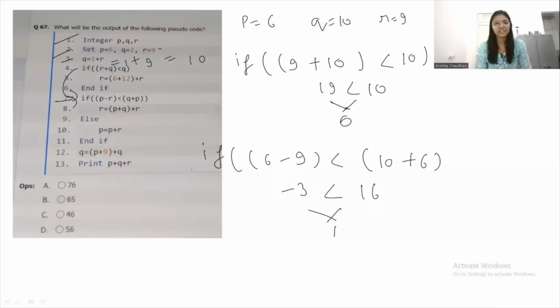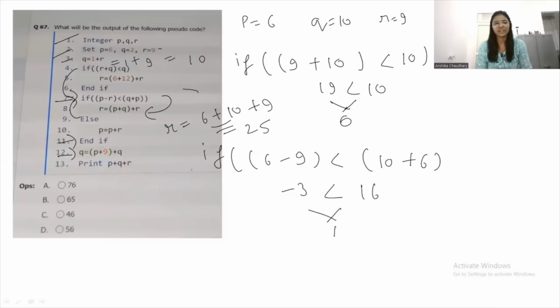So this condition is true and we have to update the value of r from here. So r value will be updated to p plus q plus r. What is the value of p? 6, plus q is 10, plus r, r was 9, right? So 10 and 6 is 16, plus 9 will be 25. So from here, r value will become 25. And we will not go into the else part, as we are done with the if. Then we will come out of the if part.